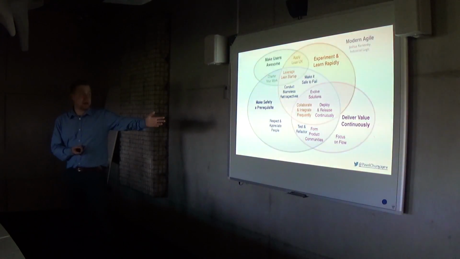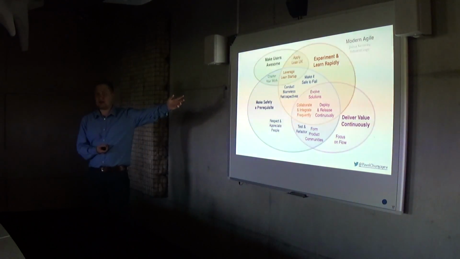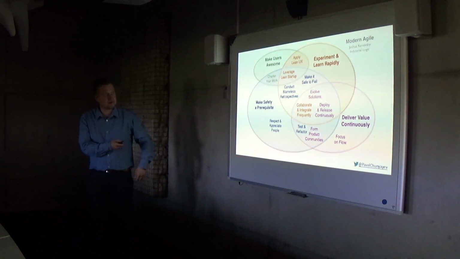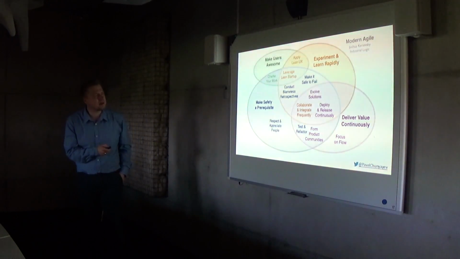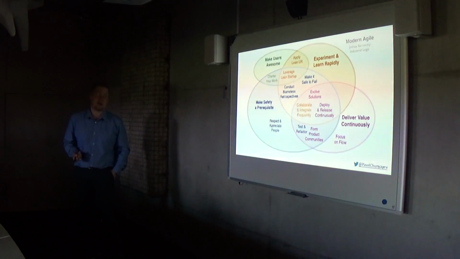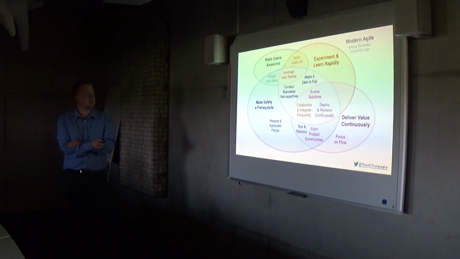I found this picture 2 days ago actually, and I decided to put it into the presentation because the picture comes from the blog of the company called Industrial Logic, Joshua Kerievsky. It was an article about modern agile, and it shows 4 different areas that a modern agile company needs to focus on: make users awesome, make safety a prerequisite, experiment and learn rapidly, and deliver value continuously.